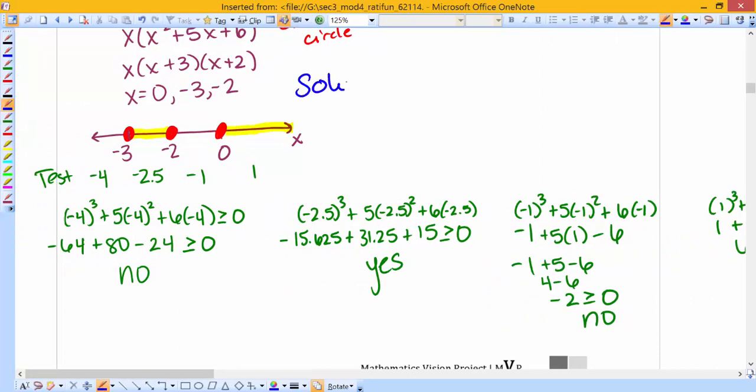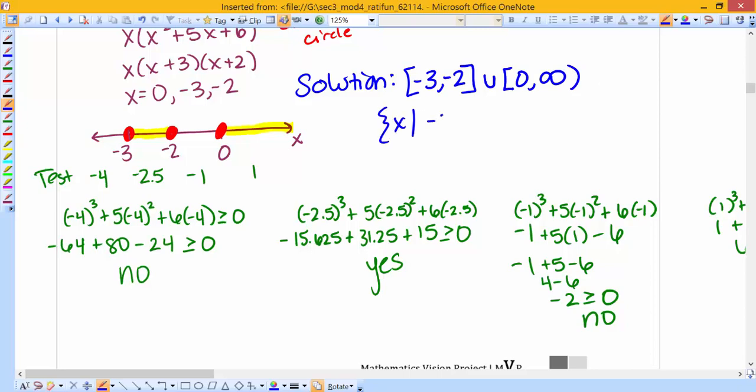So now I need to write my answers. So here's my solution. In interval notation, negative 3 to negative 2. I'm using brackets because I have closed circles, therefore they are included. Union 0 to infinity. You could also write set notation. It's more work. Negative 3 is less than or equal to x is less than or equal to negative 2. And x is greater than or equal to 0. You take your pick, however you want to write your solutions.